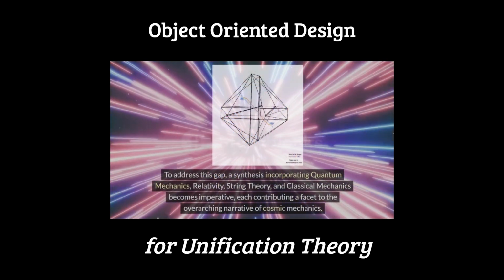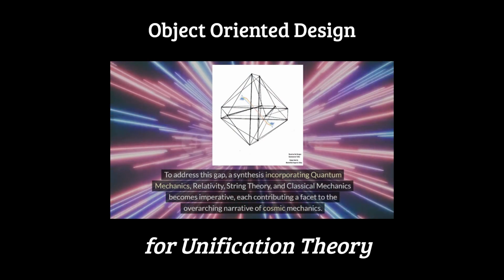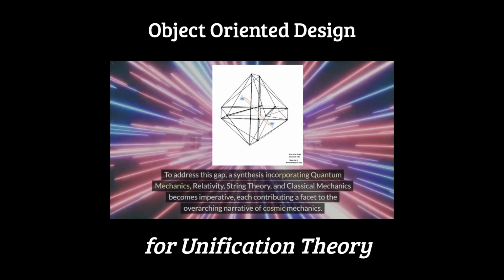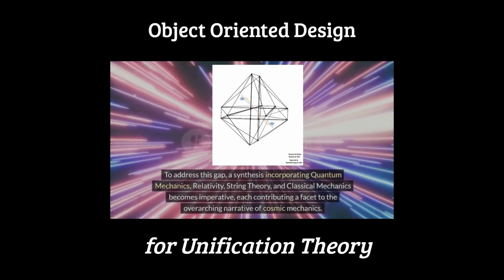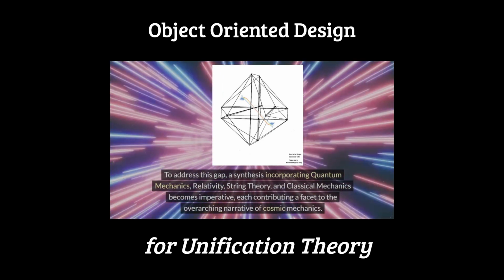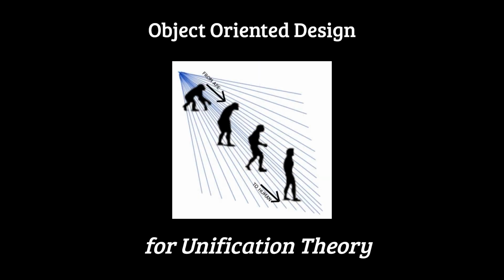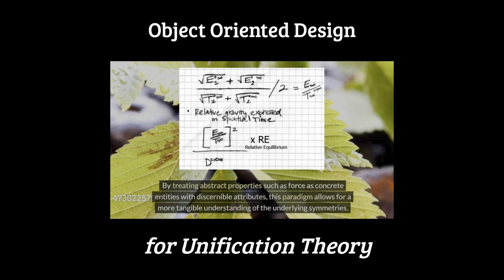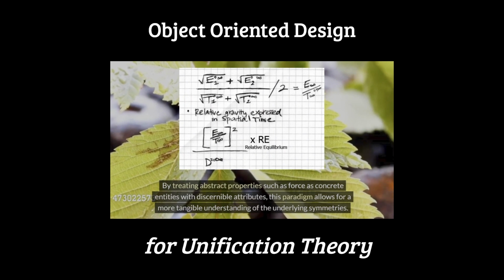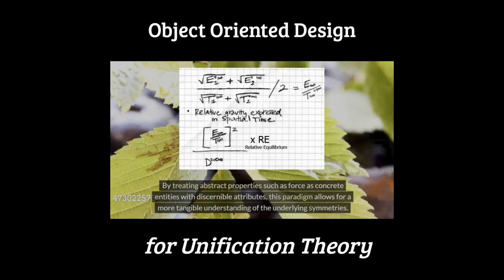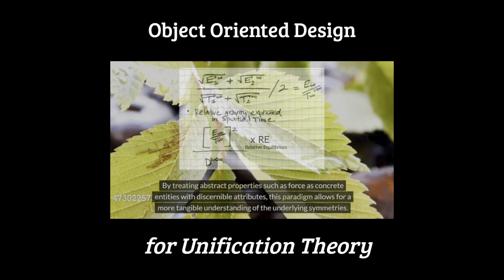To address this gap, a synthesis incorporating quantum mechanics, relativity, string theory, and classical mechanics becomes imperative, each contributing a facet to the overarching narrative of cosmic mechanics. In my attempt to conceptualize the mechanics of the universe, I've adopted an object-oriented approach to unification theory. By treating abstract properties such as force as concrete entities with discernible attributes, this paradigm allows for a more tangible understanding of the underlying symmetries.